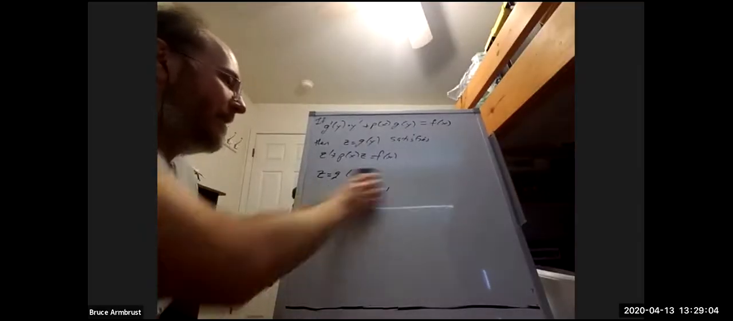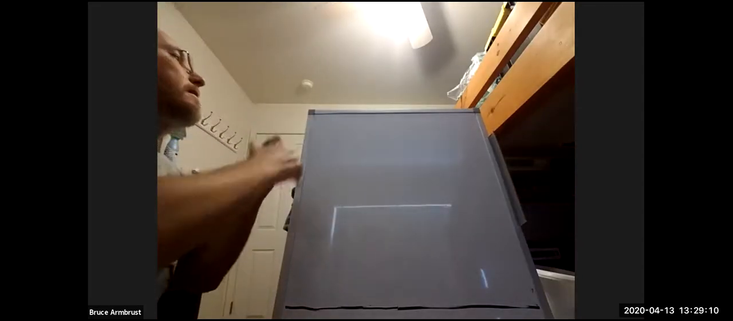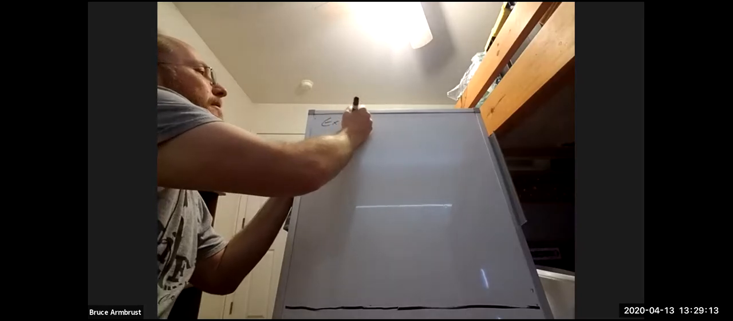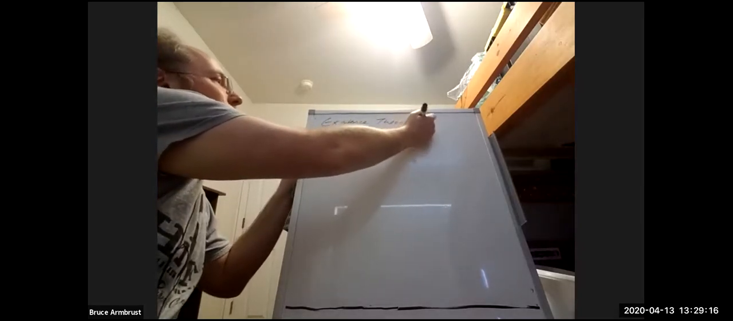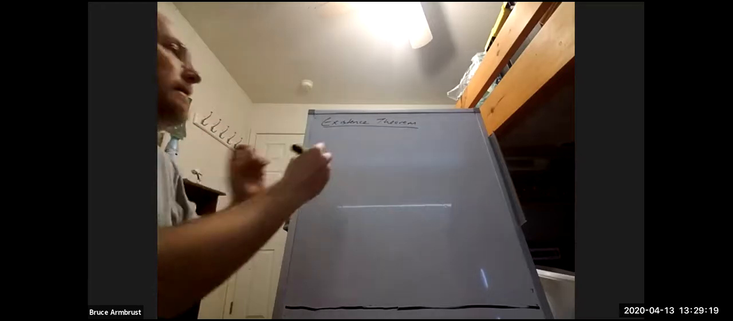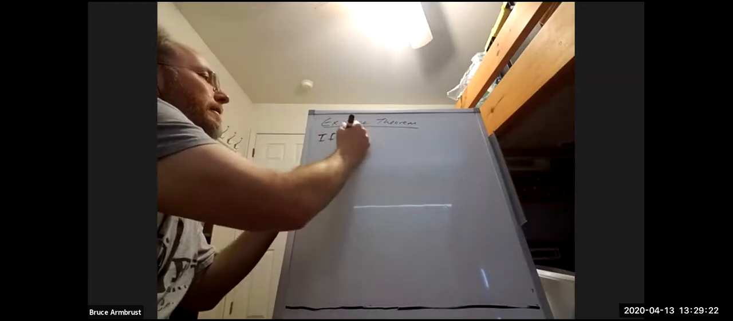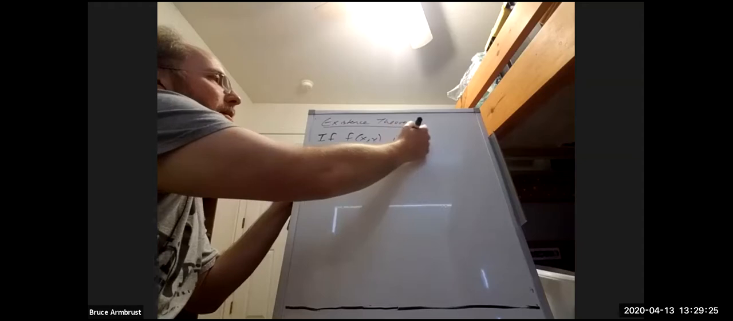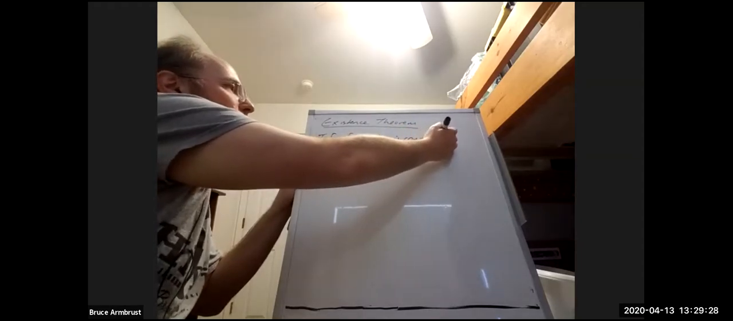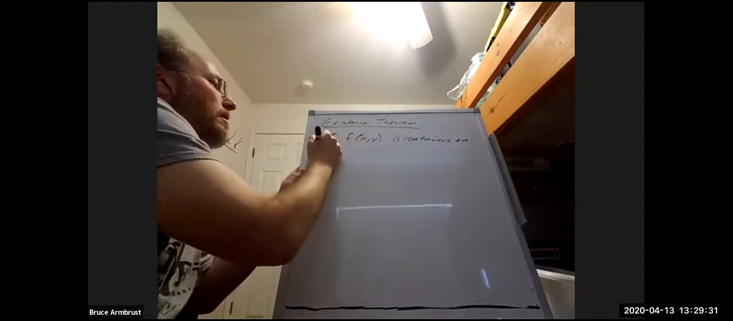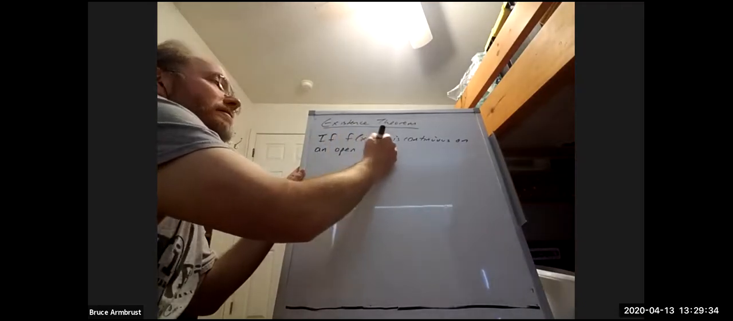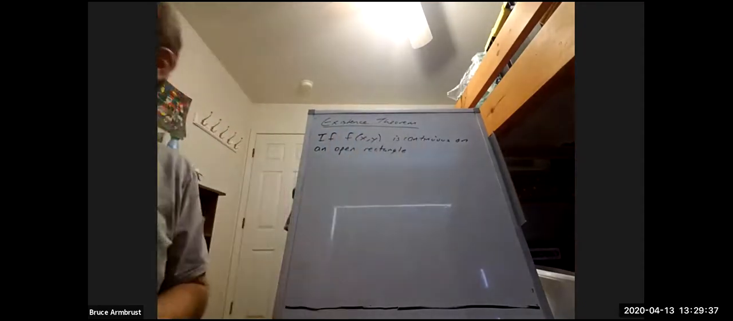All right, so I'm going to go to the whiteboard again. And let me just start with the existence theorem. So the existence theorem is exactly what it sounds like. It's going to tell you when you know you've got a solution. So it goes kind of like this. If f of x, y is continuous on an open rectangle, and we'll talk about what this stuff means.